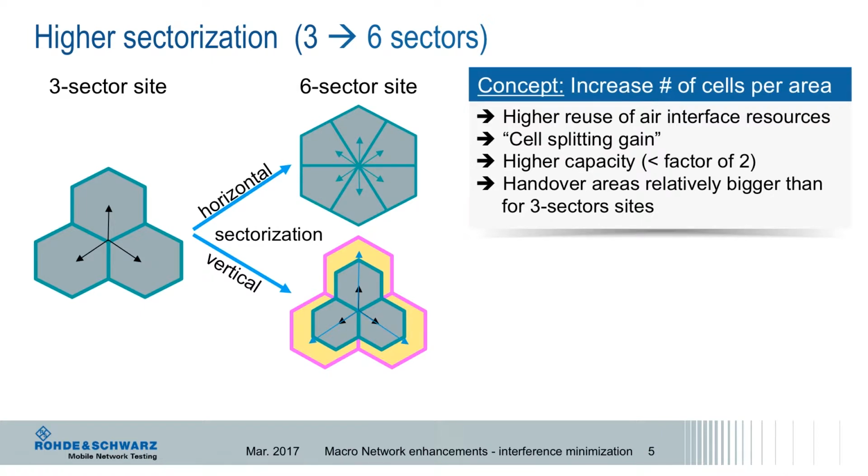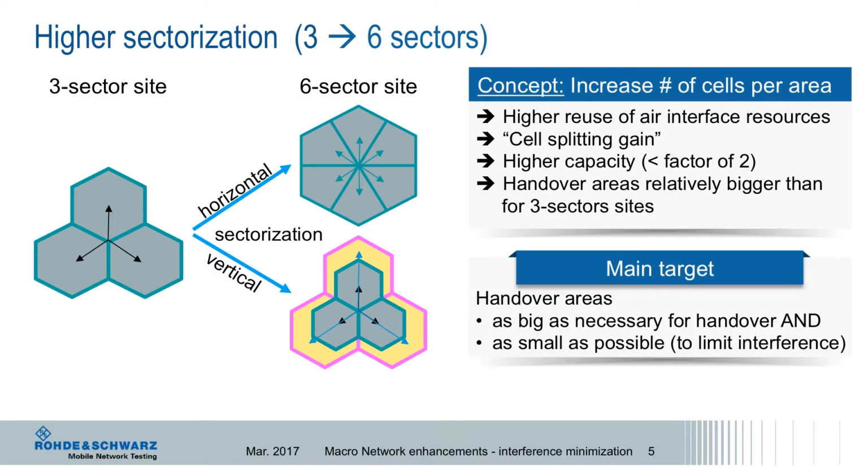Another means to increase the capacity in a mobile network is higher sectorization. Coming from a base station with 3 sectors, going to a base station with 6 sectors. Doubling the number of sectors can be done horizontally or vertically. The concept is the same. We are increasing the number of cells per area, which means we are using a higher reuse of the interface resources. This is called cell splitting gain. And we can achieve a higher capacity here, which is lower than a factor of 2 because the handover areas between the different sectors are relatively bigger compared to the 3 sector sites.